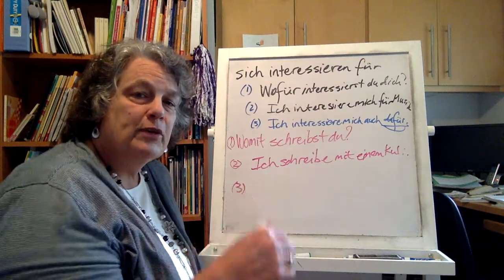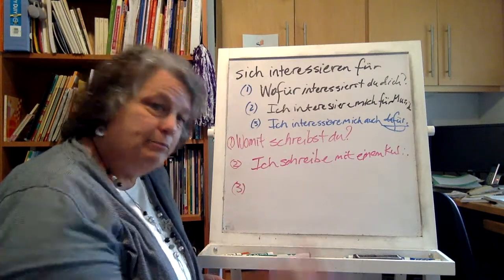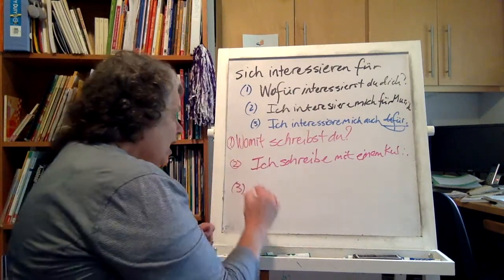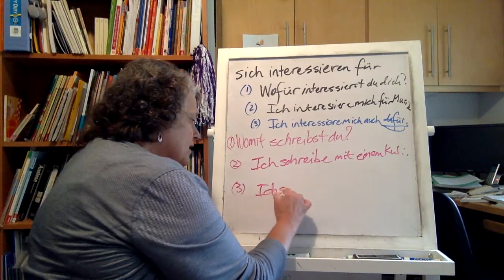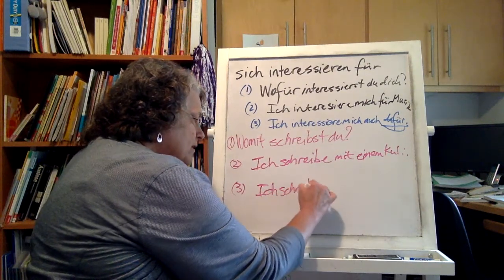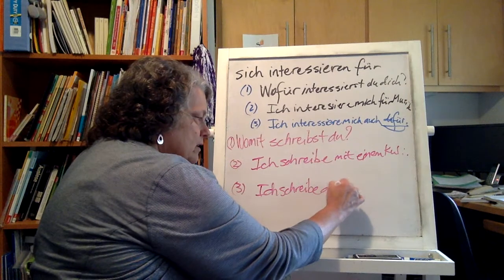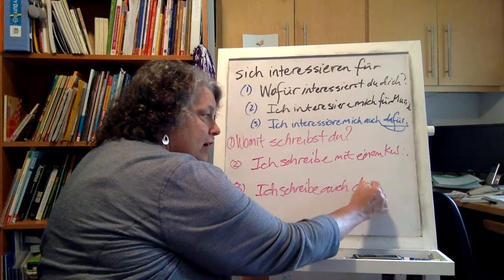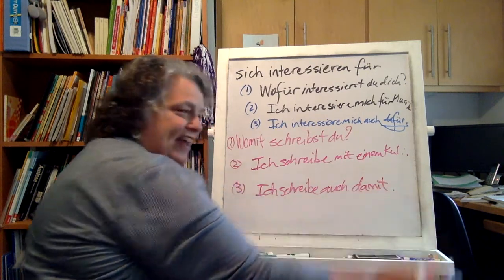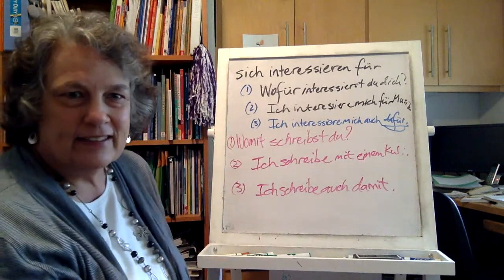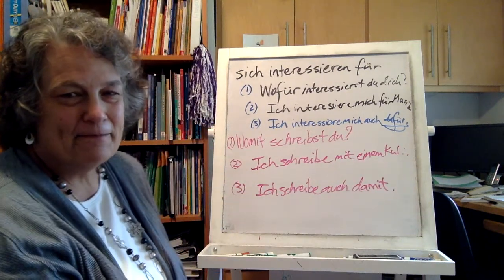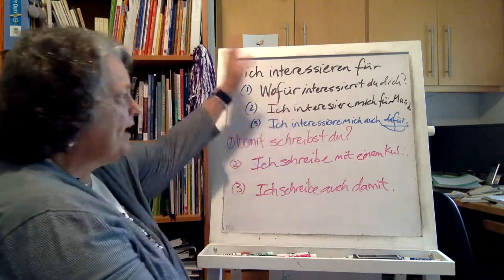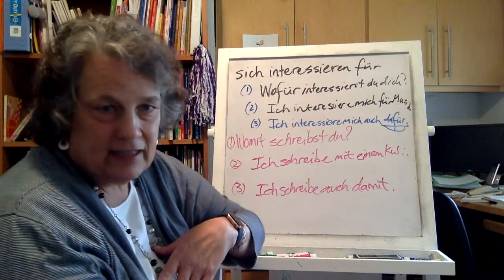Okay, and then the third, did you write that? Did you get that one right? Pat yourself on the back. Okay, then the third person is going to say, ich schreibe auch damit. Oh, look at that, you get to swear. Damit! Okay? All right, now, don't get to thinking, because all my examples are doing ich, don't get to thinking that it has to be that.